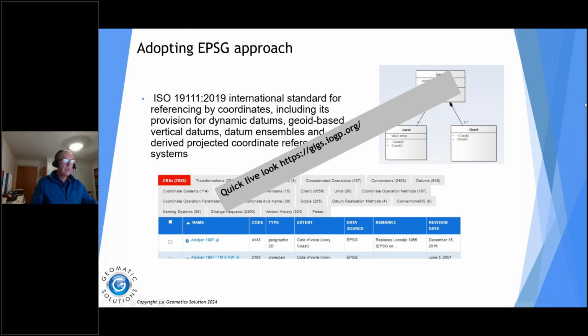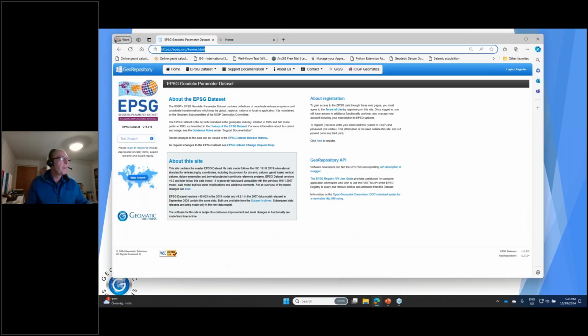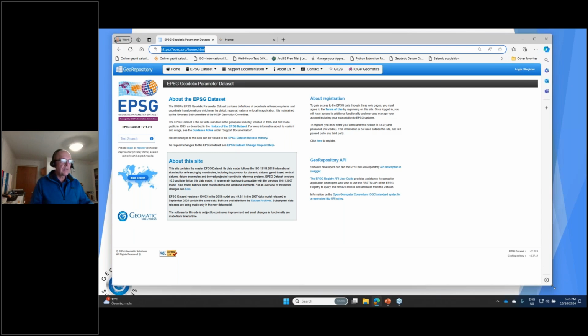Okay, it's actually wrong. It should say epsg.org. My fault. Right, let me go to epsg.org. This now shows, right? I'm going to assume that it does. So this is the EPSG registry. It's online. It's available to anyone. It's a public site where you can go and look at your CRS definitions.